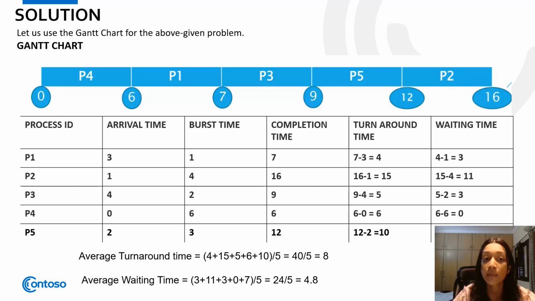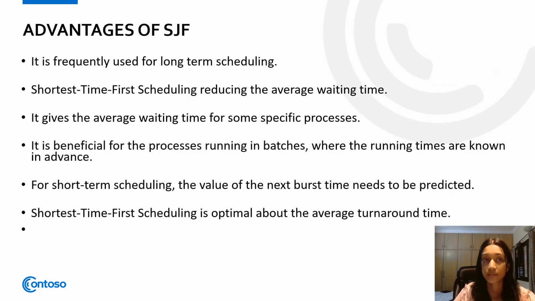Now for waiting time, we will subtract the burst time from the turnaround time. So 4 minus 1 equals 3, the waiting time for P1. 15 minus 4, that is 11, the waiting time for P2. 5 minus 2, 3, that is the waiting time for P3. 6 minus 6, 0, that is the waiting time for P4. And 10 minus 3, that is 7, would be the waiting time for the process P5. Now we will calculate the average turnaround time and average waiting time, which come out to be 8 milliseconds and 4.8 milliseconds.